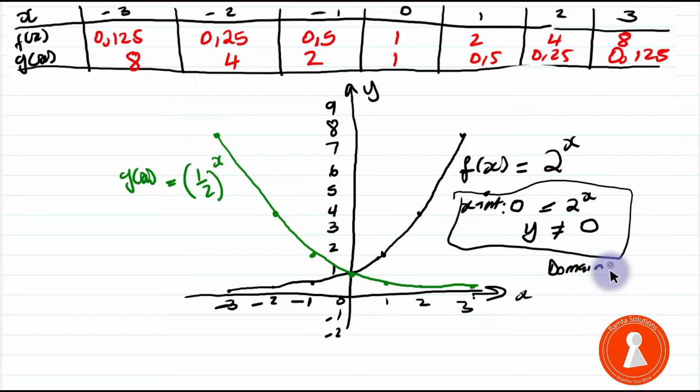And I will tell you, domain is always x is an element of real numbers, always. But now let's talk of our range. Our range, remember, we're talking of the set of output values. I said to you y should not be equal to 0.